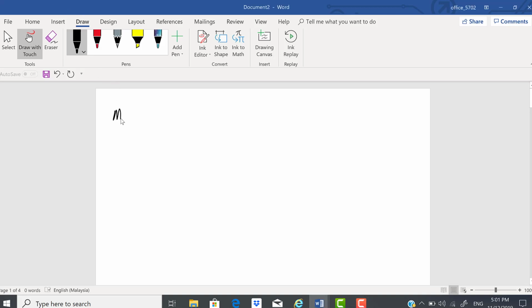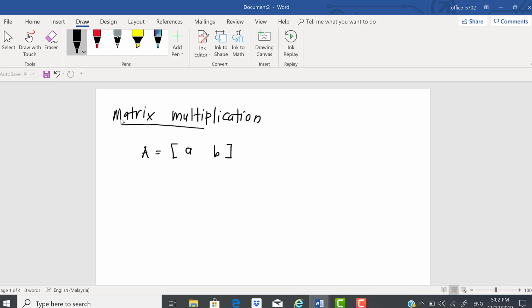Okay, now we look at the matrix multiplication. Okay, so let's say we have a first matrix, this one A and B. So this is a 1 by 2 matrix. We have one row and we have two columns.